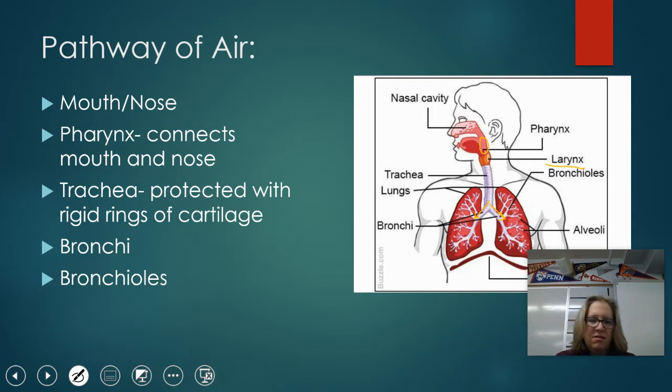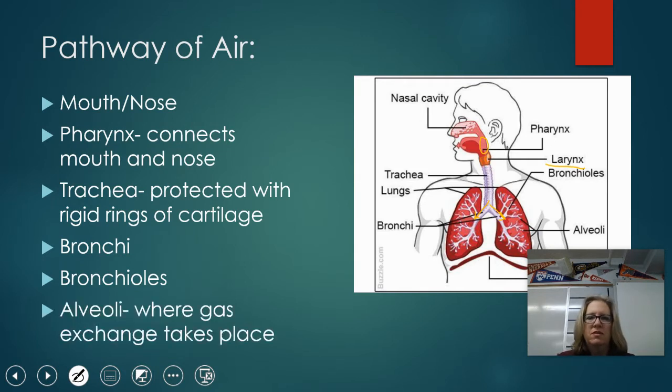Now it keeps branching smaller and smaller into bronchioles. At the end of those are these things called alveoli, and these are the functional units of a lung, and these are microscopic, and there's tons and tons of them. And this is actually where the gas exchange takes place. We're going to talk more about that gas exchange on a later slide, okay?